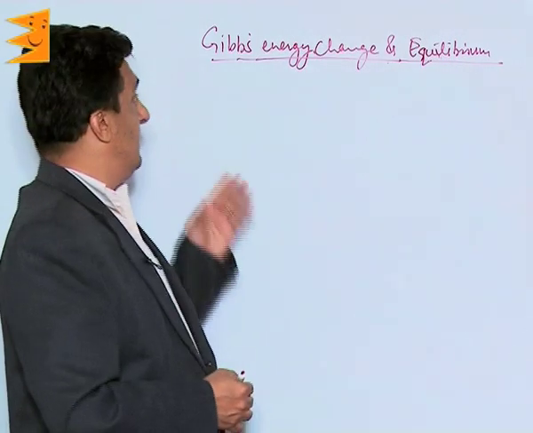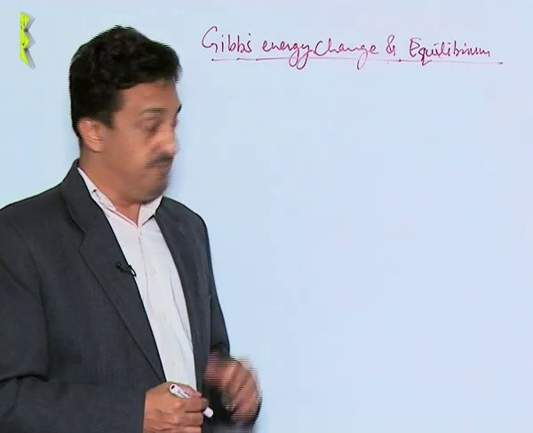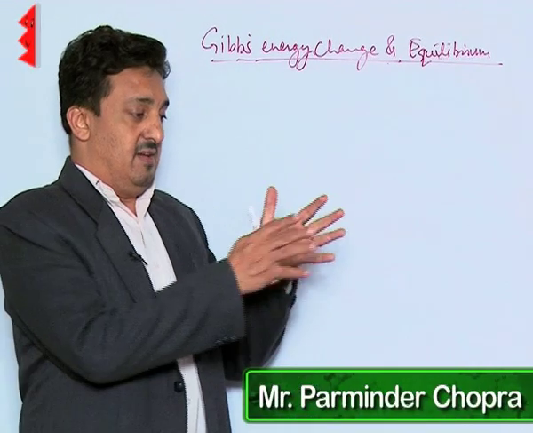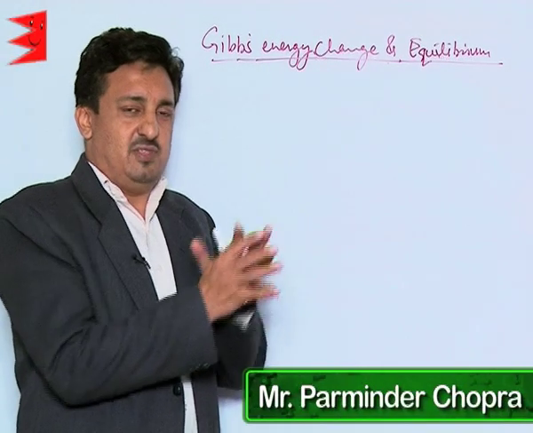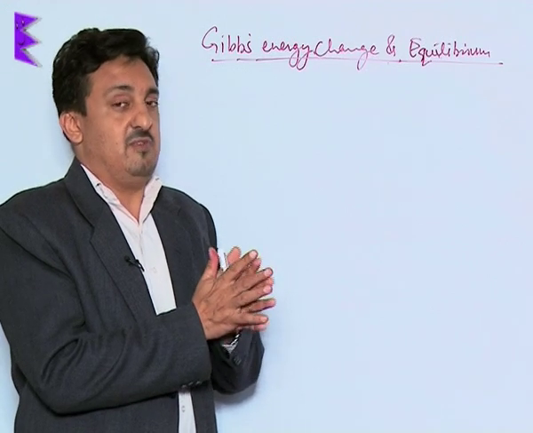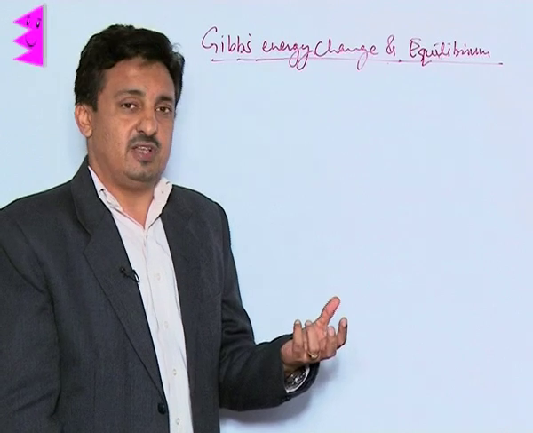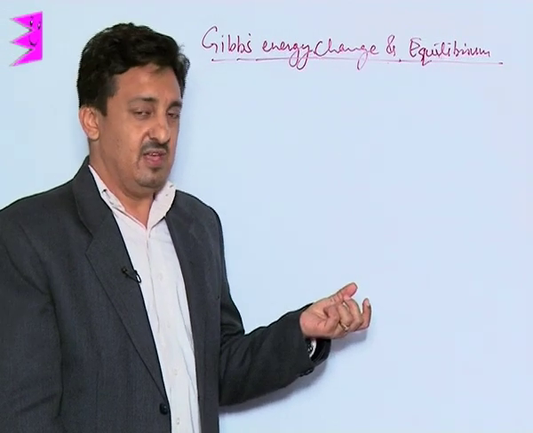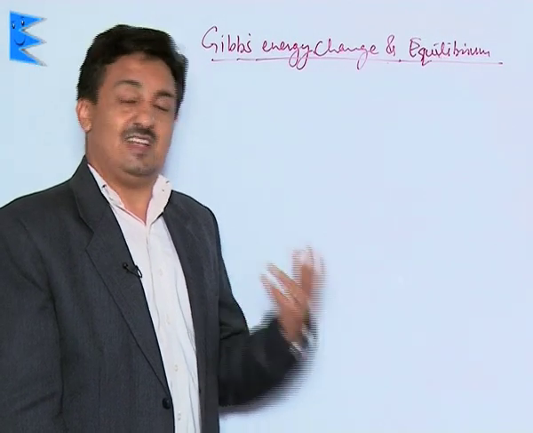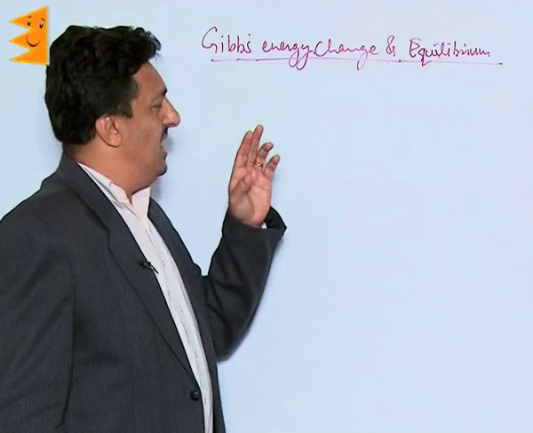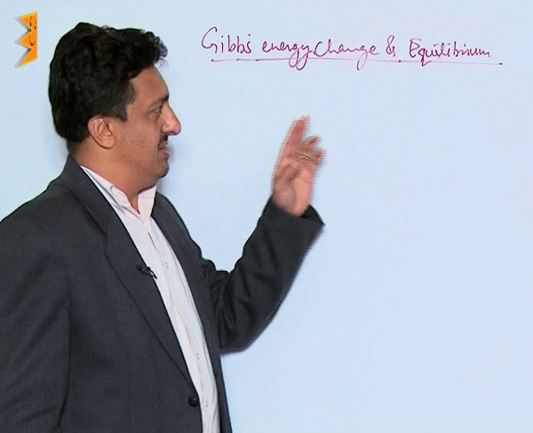Now let us see the Gibbs energy change and equilibrium. We know one basic thing: there were basically three questions after the first law of thermodynamics that we were not able to answer from the first law. The first one was the condition of spontaneity, which we have answered in terms of free energy, and the second were the extent of completion of reaction and the direction of reaction. We get the answers to these two questions from this relationship.